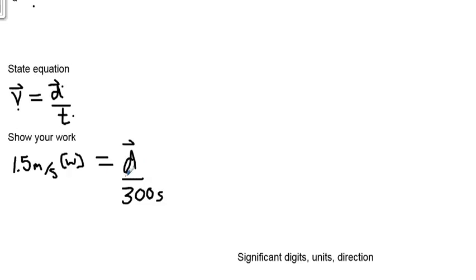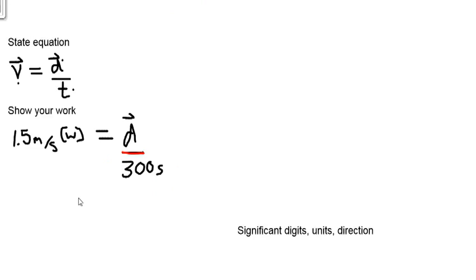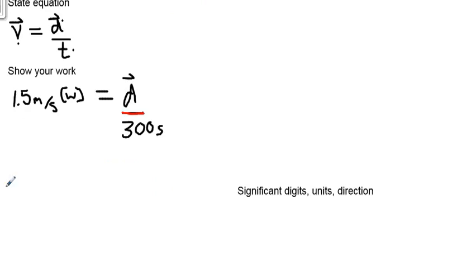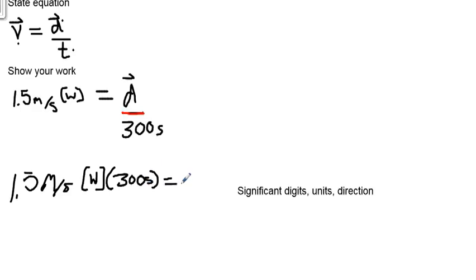We are trying to solve for displacement. Right now, displacement is being divided by 300 seconds. To get displacement by itself, we will have to do the opposite math operation, which would be to multiply. So I will show that work. 1.5 meters per second west times 300 seconds. That will be equal to our displacement.